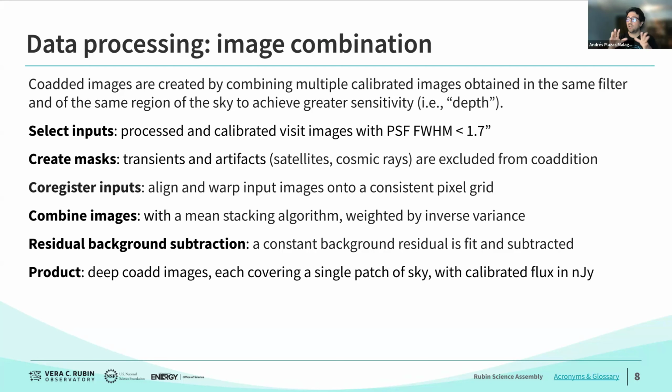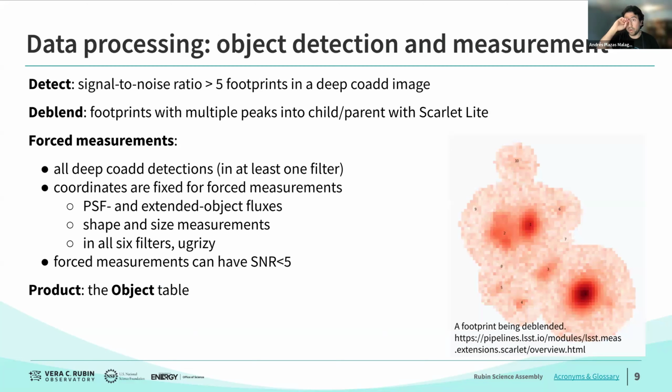Each coadd image then covers one single patch of the sky with a calibrated flux in nanojanskys. So this is the general process of how to produce these images. You can find more details in the DP1 paper.